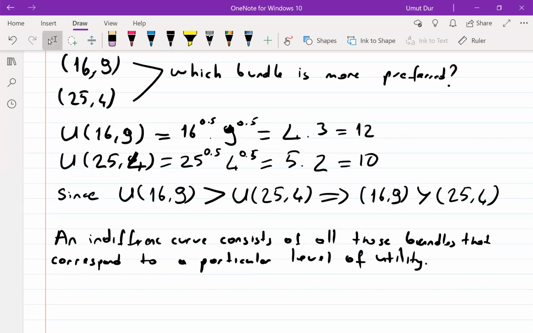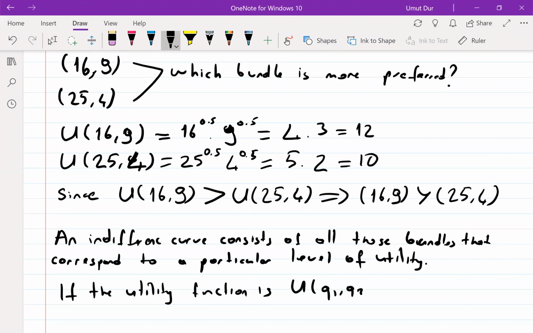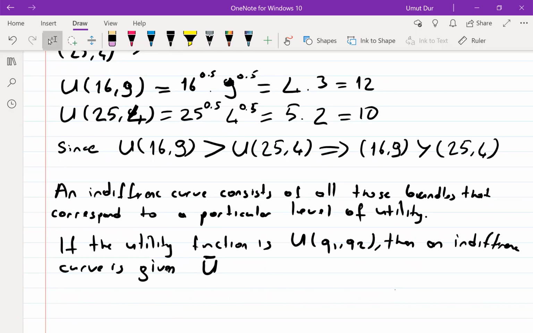Okay, if the utility function is given like that, then an indifference curve is given by some level of the utility. I'm representing it with u bar, giving us the same utility level.